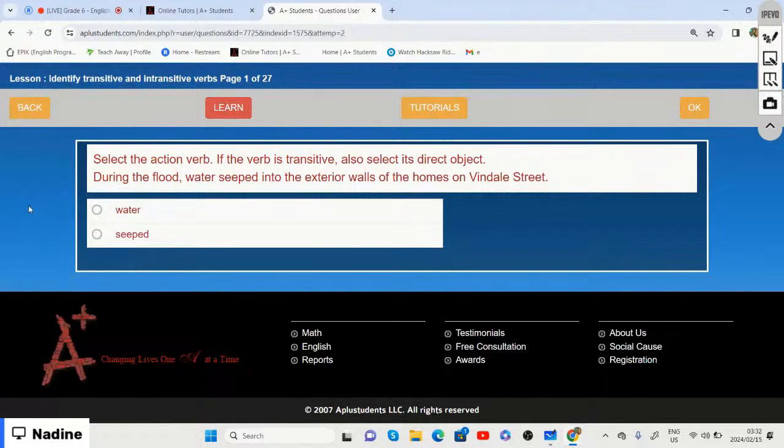We need to select the action verb, right, within the sentence. And if the verb is transitive, then we also need to select the direct object. It says, during the flood, water seeped into the walls of the homes on Vendale Street. So during the flood, water seeped into the exterior walls of the homes on Vendale Street. So we need to select the action verb. Is it water or is it seeped?